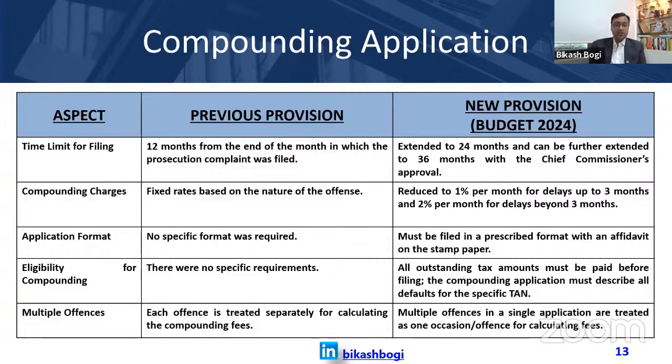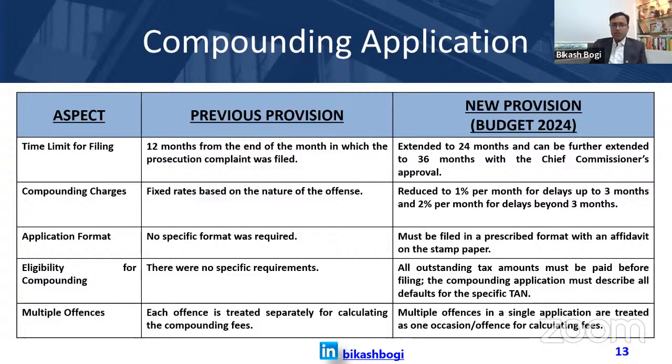Chief Commissioner. Compounding charges, earlier it was fixed rates. Now it is reduced to 1% per month of delay up to 3 months and 2% per month of delay for delay beyond 3 months. Application, there is no change in the application format.